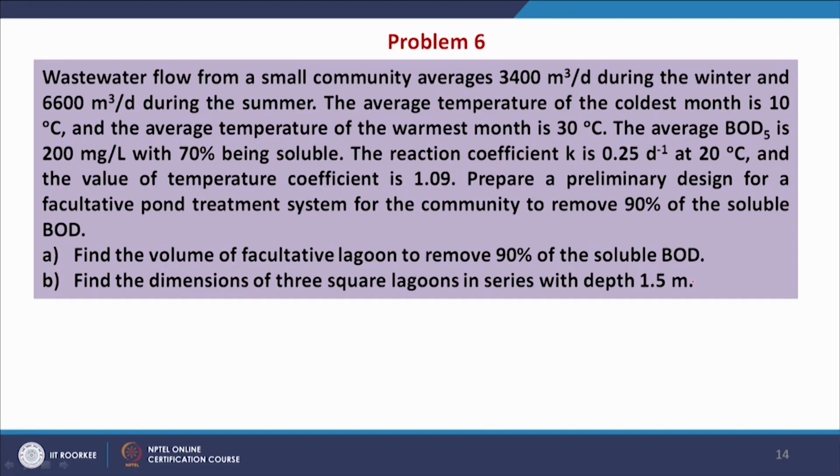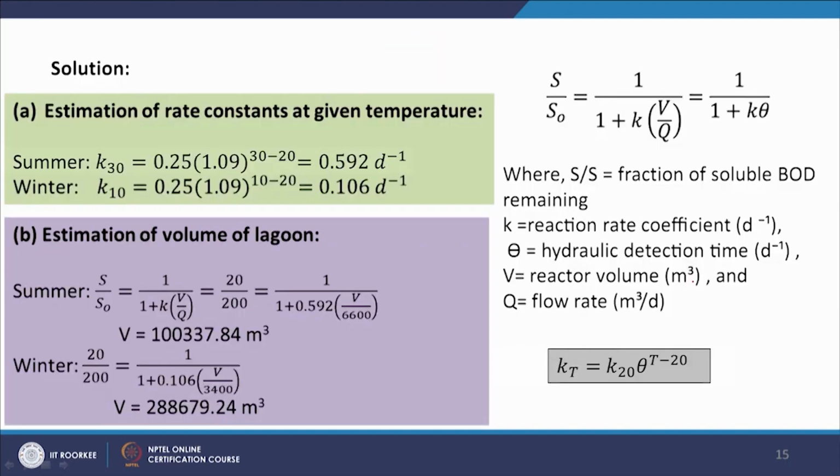So, in place of one big lagoon, if we use 3 equal volume lagoons with the same capacity, then what will be the dimensions of these lagoons that we have to calculate? So, there are two parts of this problem. Now, how can we solve it?